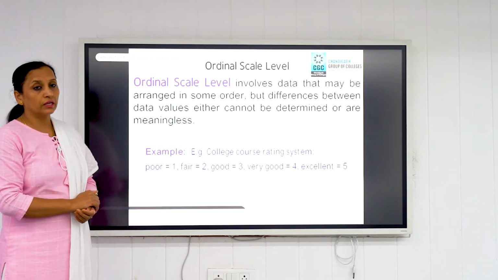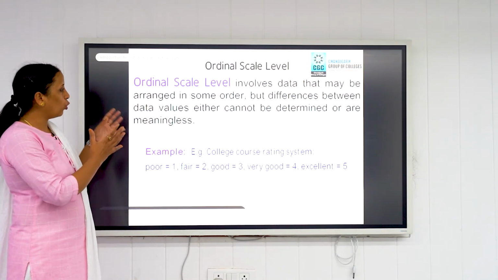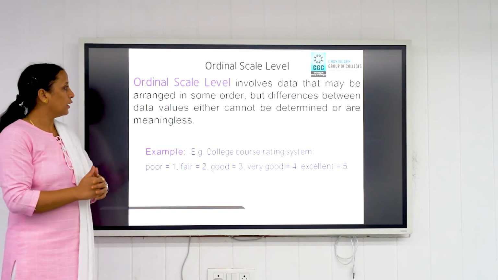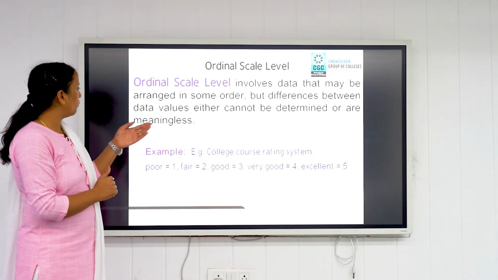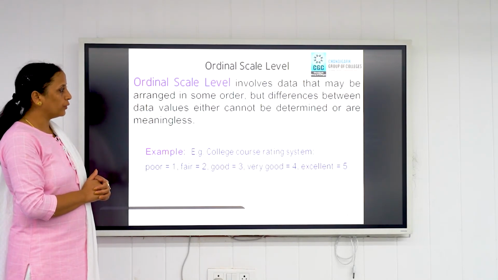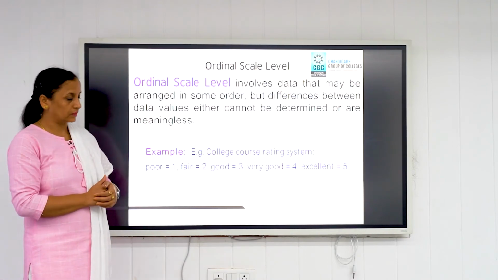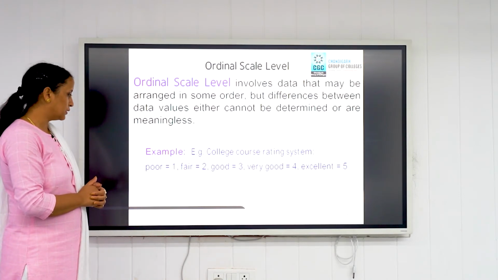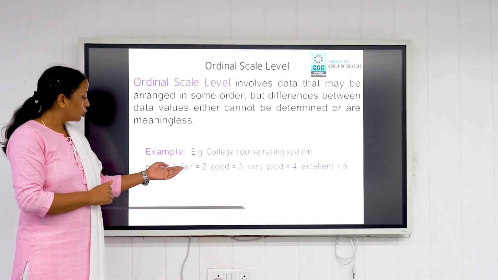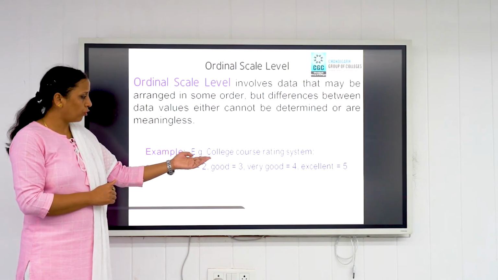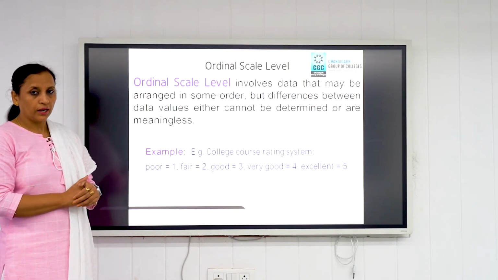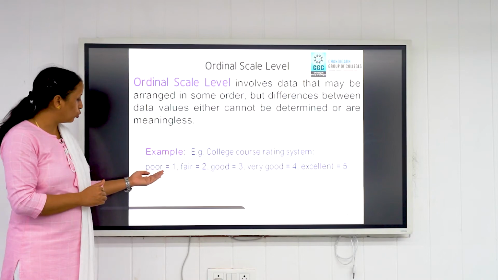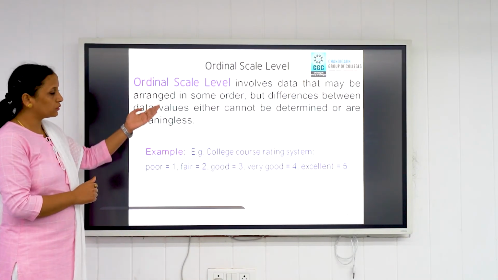Then come to ordinal scale data. Ordinal scale data involves data that may be arranged in some order, right? But differences between the data values either cannot be determined or are meaningless. Suppose a college course rating system: 1 for poor, 2 for good, 3 for very good, 4 for excellent, and so on, right? These are categories we have given from poor to excellent. So this is the ordinal scale.